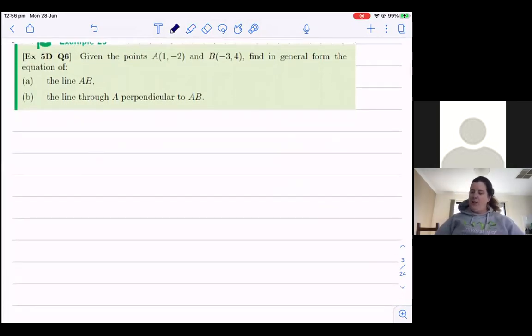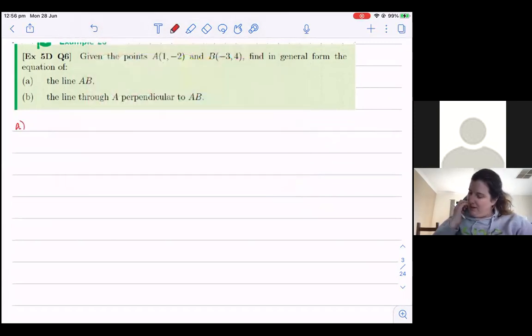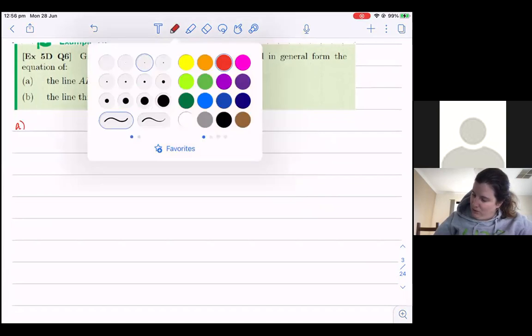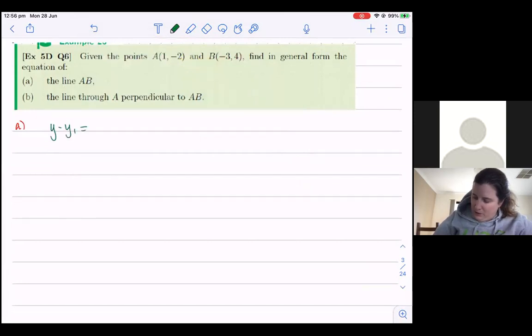Okay. Next one, every time you want to find the equation of a straight line, we'll do A first. First thing, we're going to aim to use the gradient intercept formula. I mean, not gradient intercept. This one, you know what I mean. y take y1 equals m outside of x take x1. And don't forget m is the gradient. That's y2 take y1 over x2 take x1. So we need to know m first.